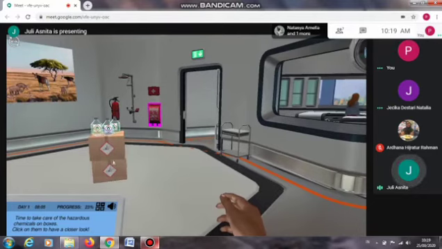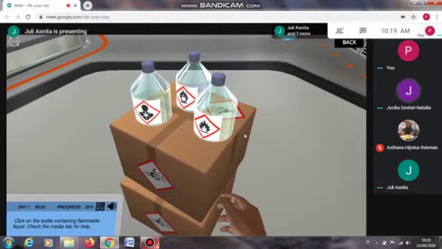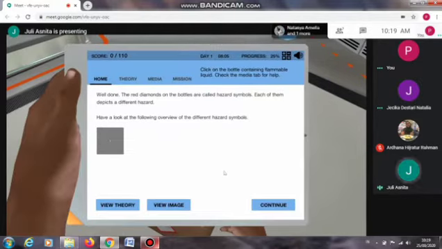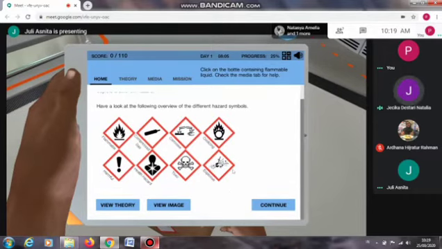Click on them to have a closer look. The scattered bottles. Click on the bottle containing flammable liquid. Well done. The red diamonds on the bottles are called hazard symbols. Each of them depicts a different hazard. Have a look at the following overview of the different hazard symbols. These are the images we must pay attention to when entering the laboratory, the ones we must stay away from.